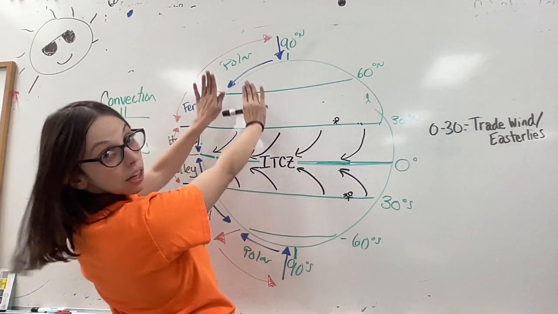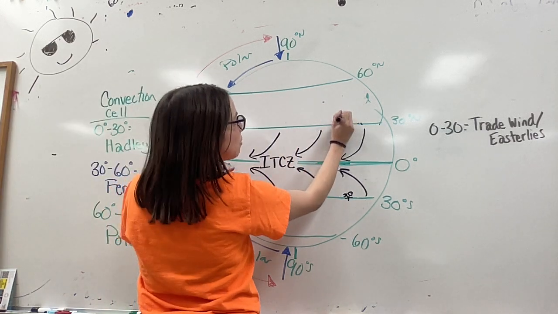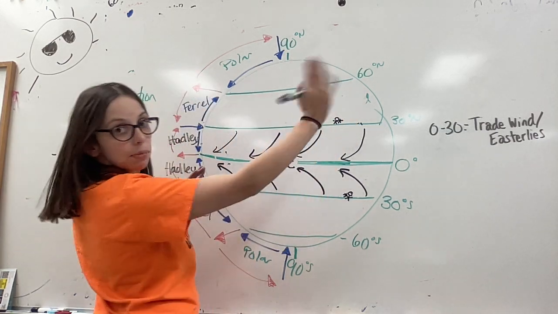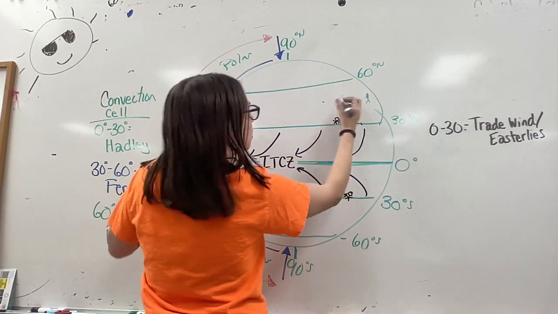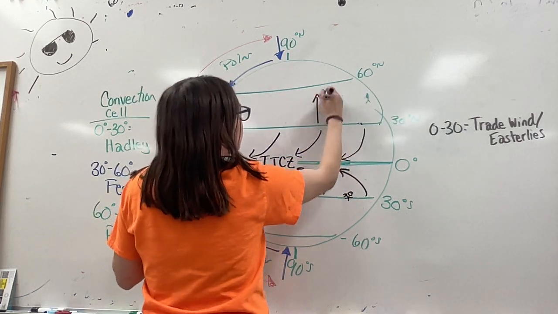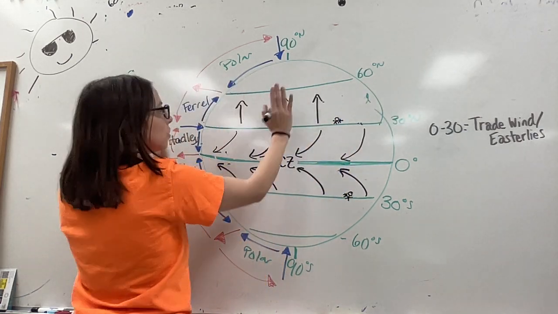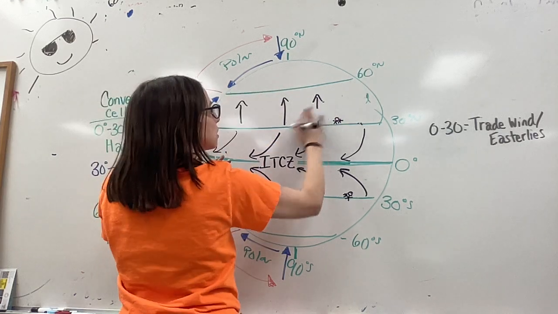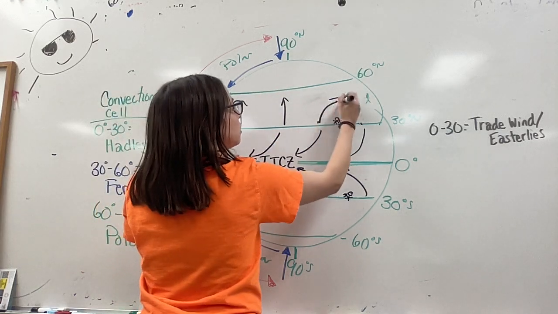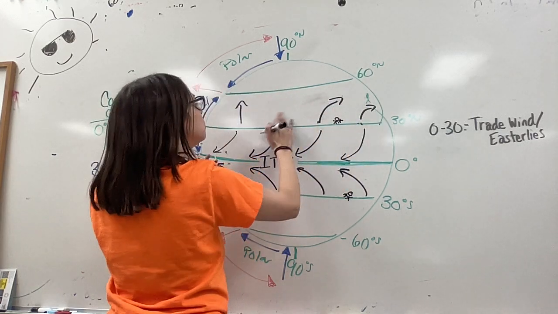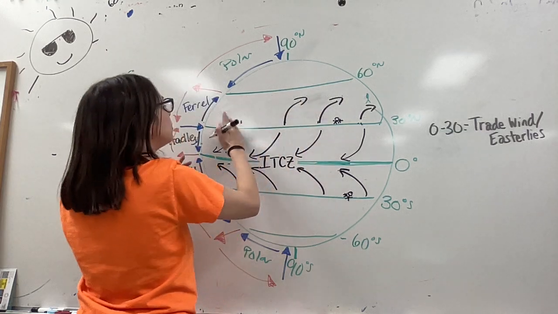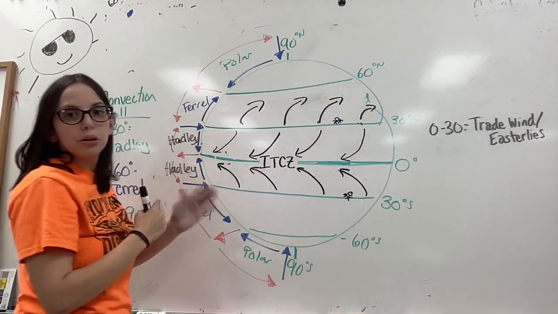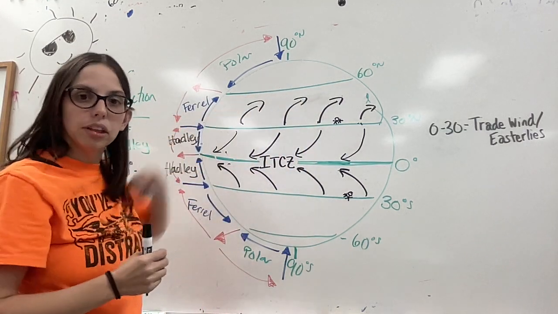Now, if I'm looking this way towards 60 degrees, my right hand is over here this time. So these winds, instead of going like this, they're going to deflect to the right. Neat, they're going the opposite way.